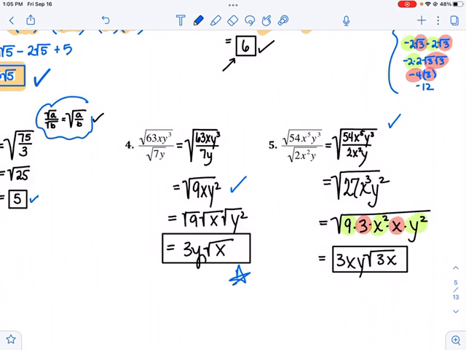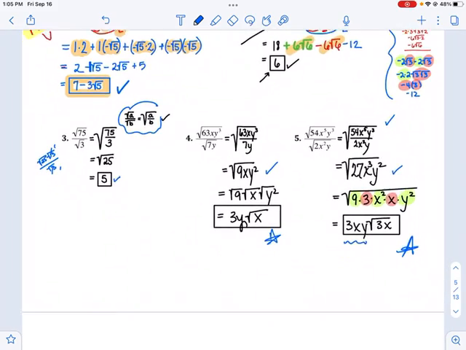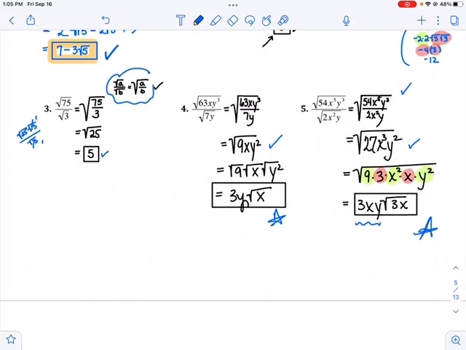So we have 27x cubed y squared, and then we factor that out, pull out the perfect square factors, extract the square roots as one factor, and we have this answer, okay? 3xy, square root of 3x. Again, the green highlights are for what can be extracted, and the red highlights are for what must stay under the root, okay?